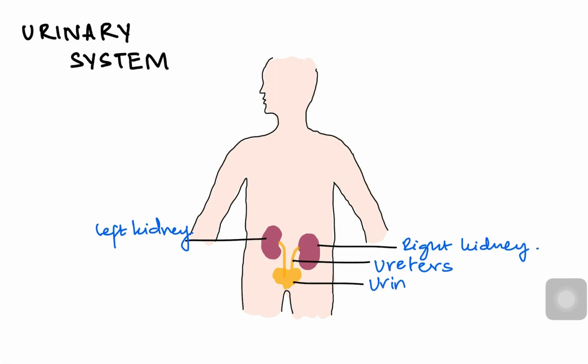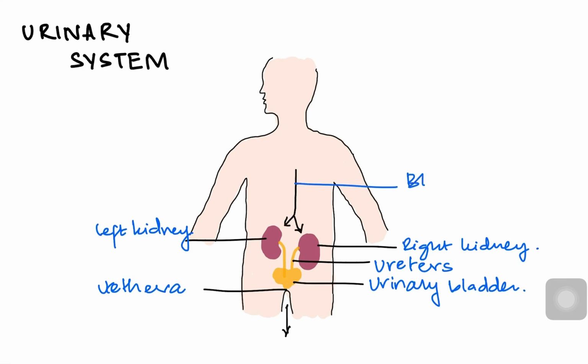The urine is carried to a bag known as the urinary bladder, and then there's a fine tube coming out of the bladder, which is known as the urethra. From the urethra, your urine is finally removed out of the body. So, how urine is made is a different question. I haven't shown the blood vessels because it would make it more complicated.